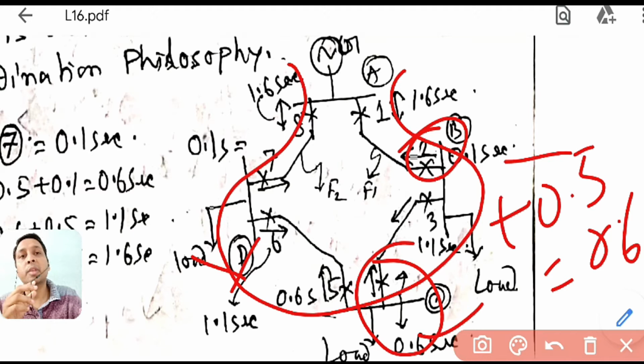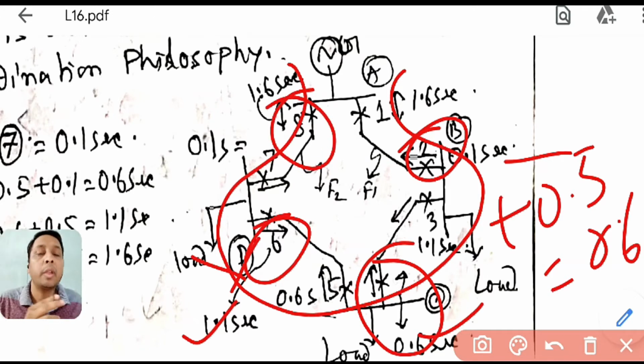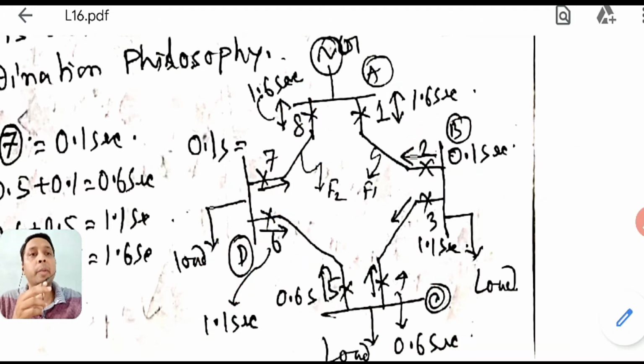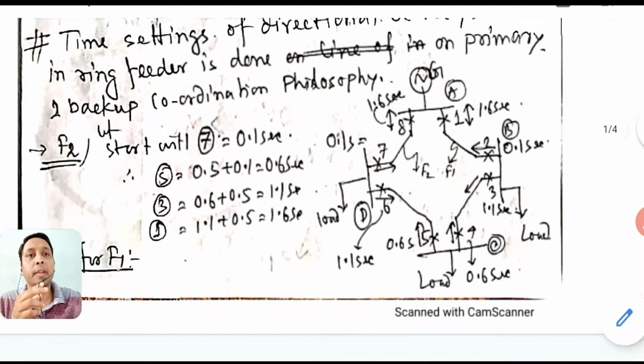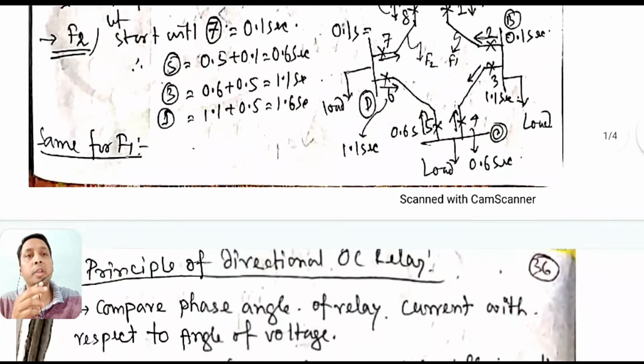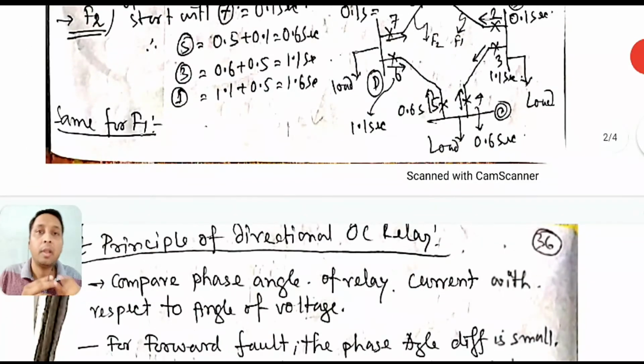Again 0.6 plus 0.5. Who is the backup for 4? 6 is the backup, 1.1. What was the backup for 6? 8 is the backup, so 1.6. Likewise, we do the time settings in case of directional relay. I have taken a simple example, only DTOC relay. With the same principle, IDMT relay can also be done.